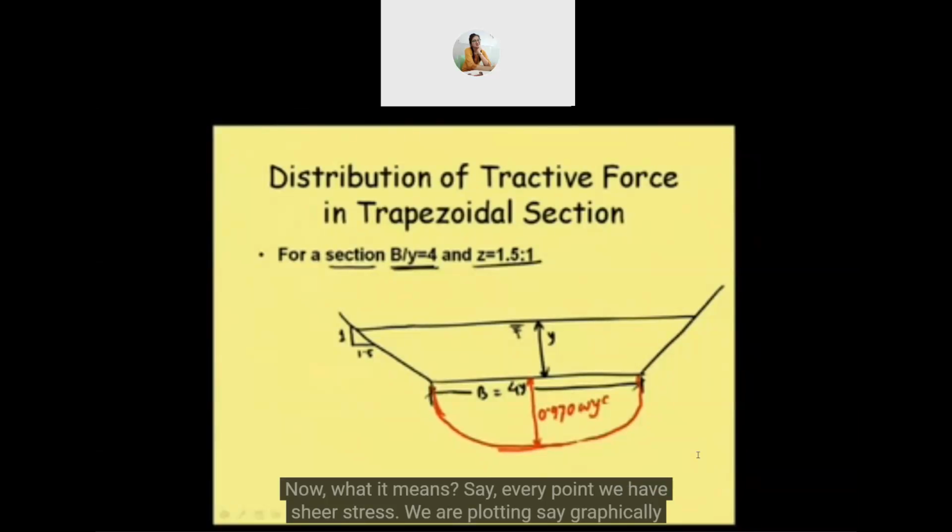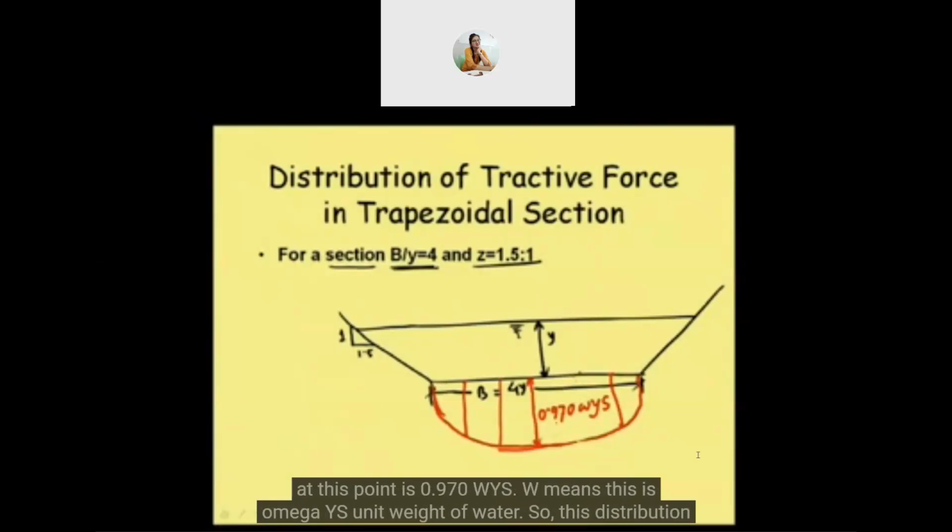omega y S. Now what it means is that at every point we have shear stress. We are plotting, say graphically, the shear stress. Whatever shear stress value we are getting here, we are plotting it, and then finally we are getting the graph. This is nothing but a graph of shear stress at different points. At this point the shear stress value is this much. At this point the shear stress value is this much. Like that, at different points we are getting shear stress values, and the maximum value we are getting at this point is 0.970 omega y S. Omega means the unit weight of water.